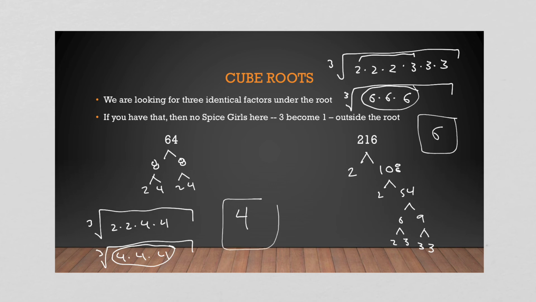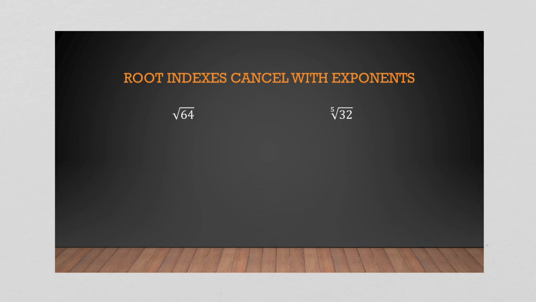Now in the next section, you're going to see how we simplify a root when we don't have perfect scenarios. So root indexes cancel with exponents. What I mean by this is squares and square roots zip and unzip. I got a video on this in my grade 9 if you want to watch, but they undo each other.